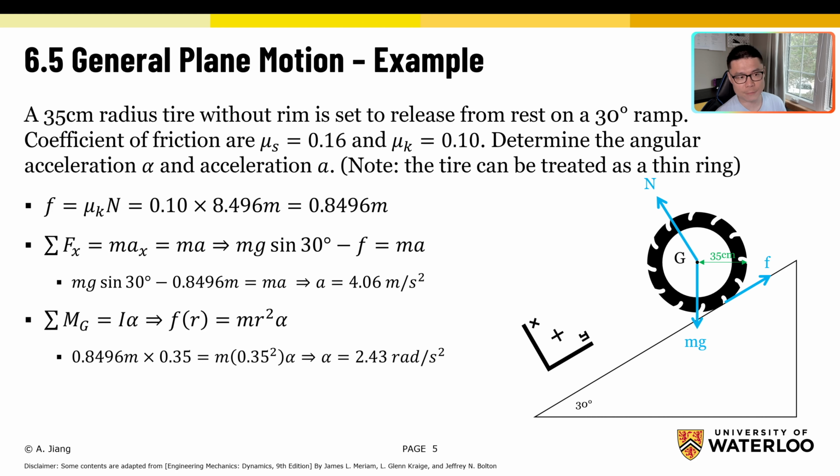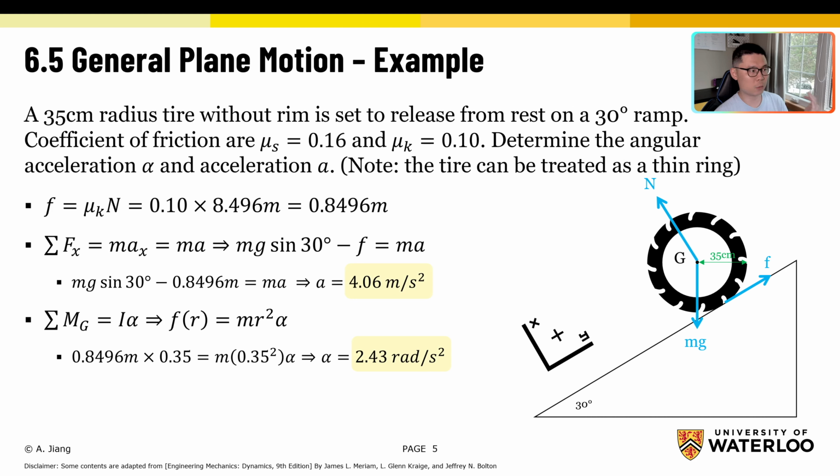And then finally, we can use the moment equation to calculate the correct angular acceleration alpha, 2.43 radians per second squared, using the mr squared alpha, which we obtained at the beginning. Now, we have the final correct answers.